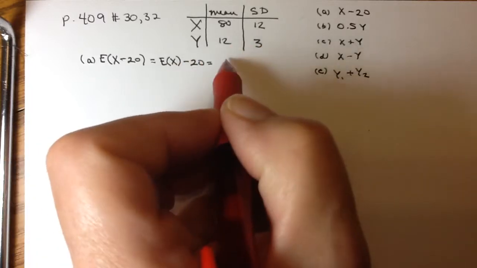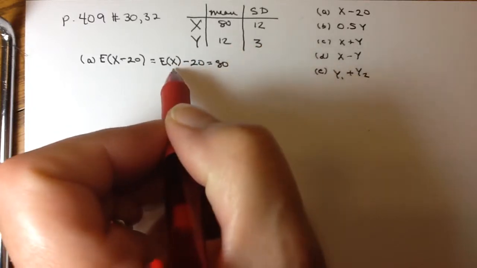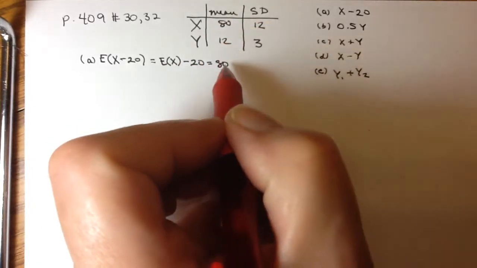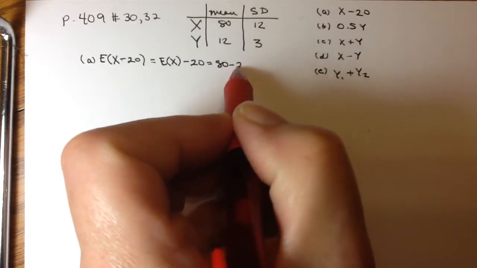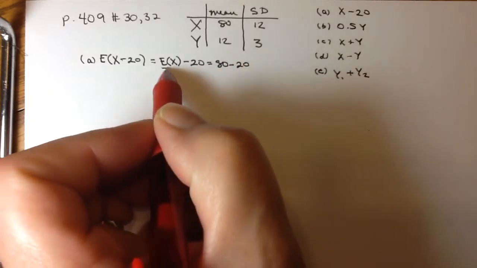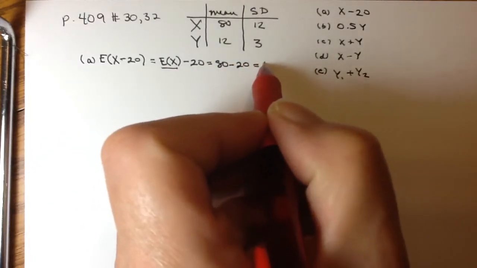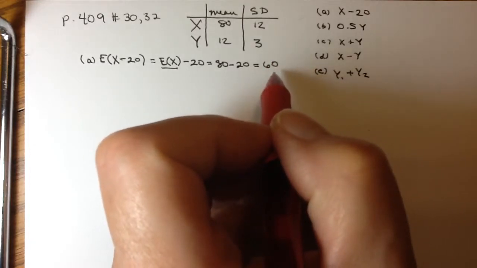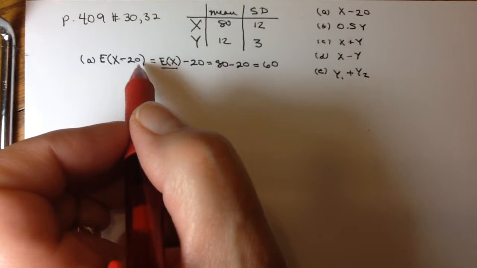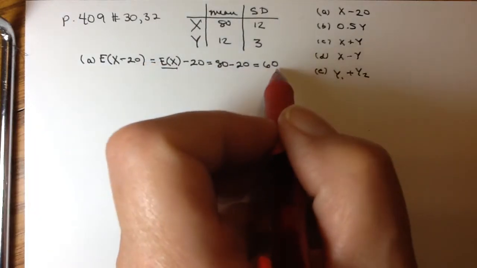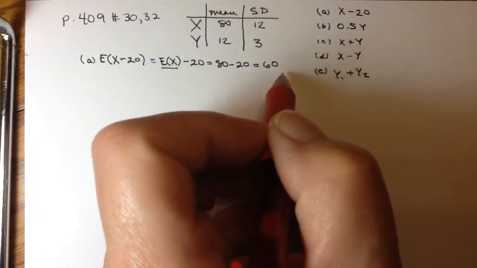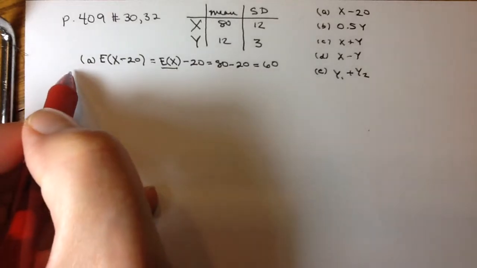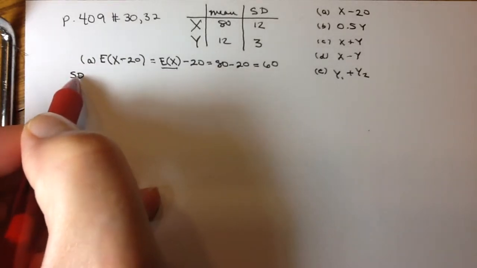And the mean of x is 80. So E of x, we have that value in the table. Subtract 20 from that. So we're substituting here. And 80 minus 20 is 60. So the new mean is 60. So if the variable is decreased by 20, then the mean is also decreased by 20. That makes sense.